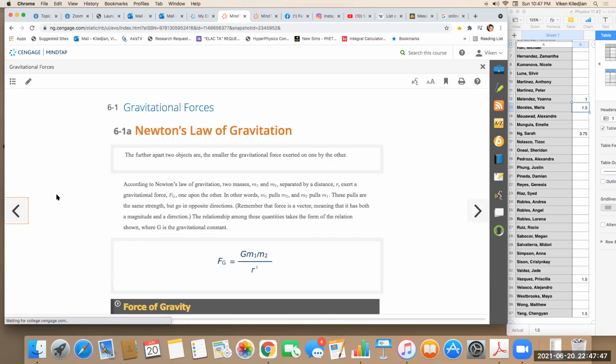Okay, so Newton's law of gravitation. The further apart two objects are, the smaller the gravitational force exerted on one by the other. According to Newton's law of gravitation, two masses m1 and m2, separated by a distance r, exert a gravitational force one upon the other. In other words, m1 pulls m2 and m2 pulls m1. These pulls are the same strength, but go in opposite directions. Remember that force is a vector, meaning that it has both magnitude and direction. The relationship among these quantities takes the form of the relation shown, where G is the gravitational constant.